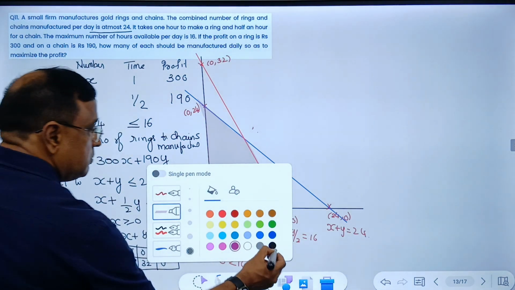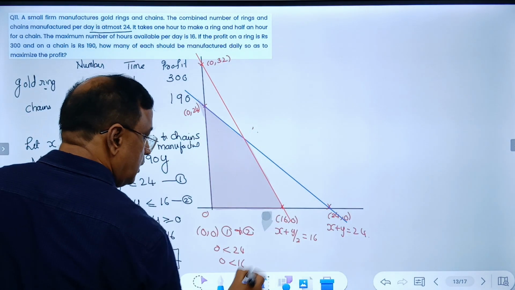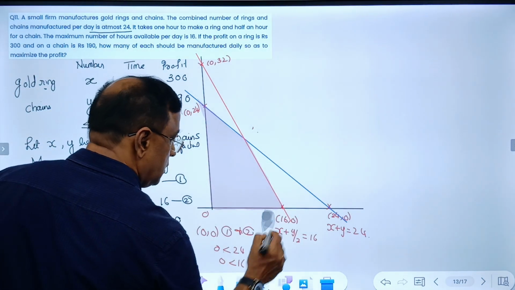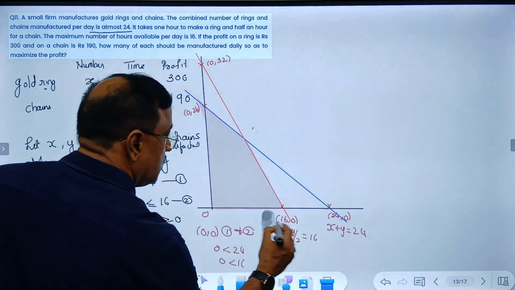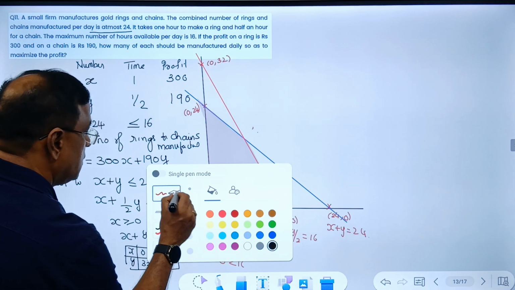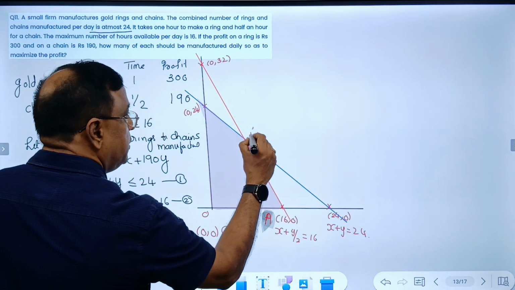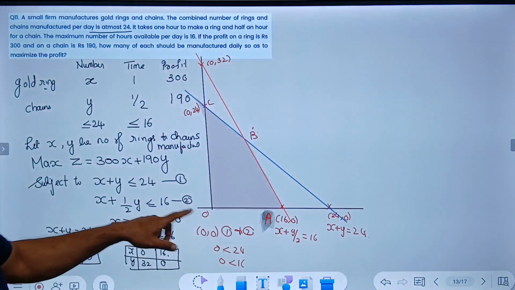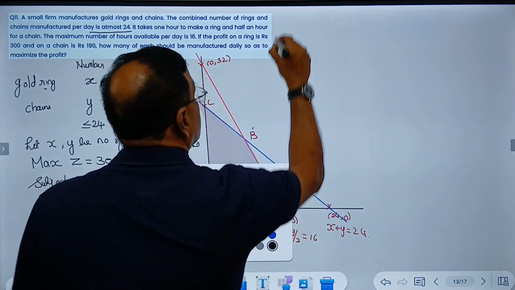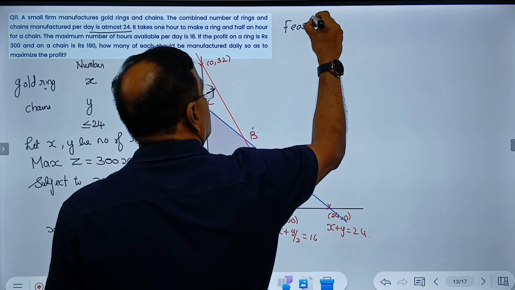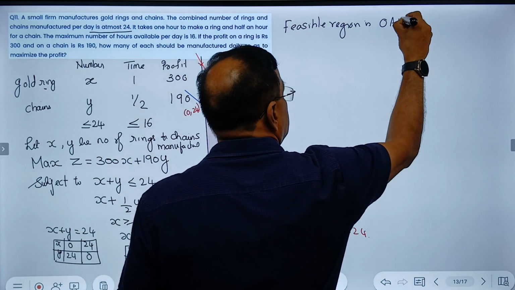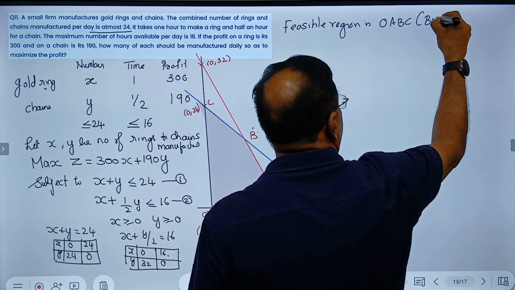So what is the feasible region? My feasible region is O, A, B and C. The feasible region is O, A, B, C. And what type of feasible region? It is bounded.